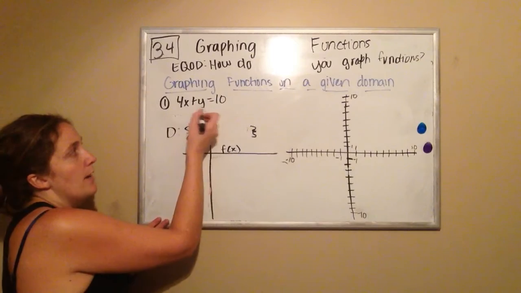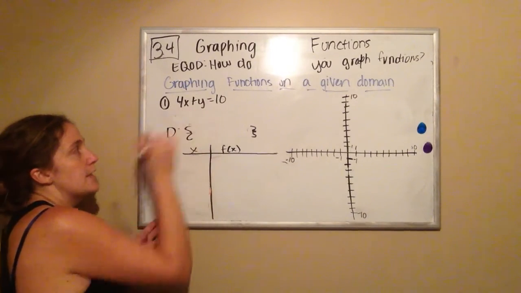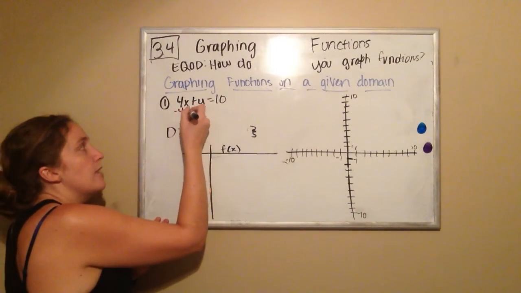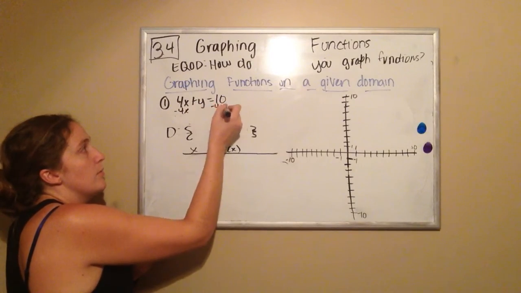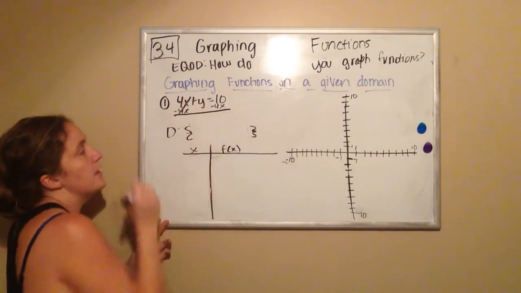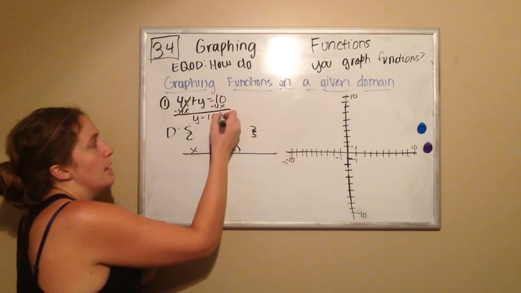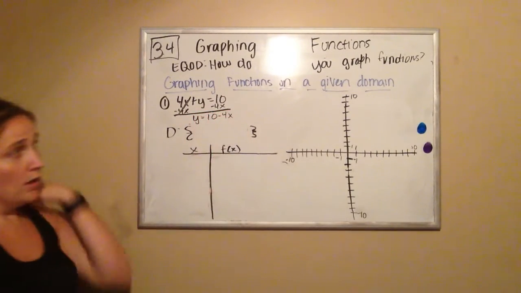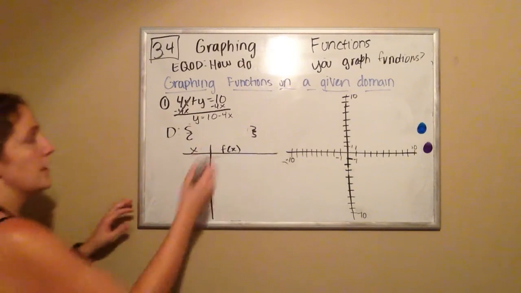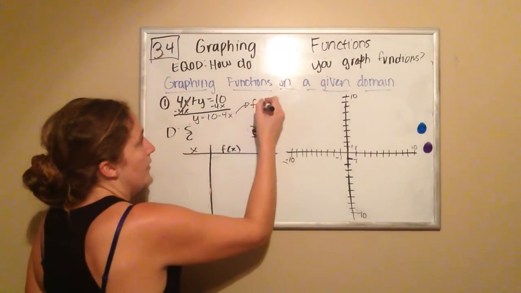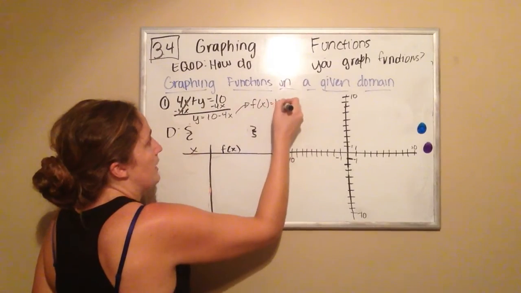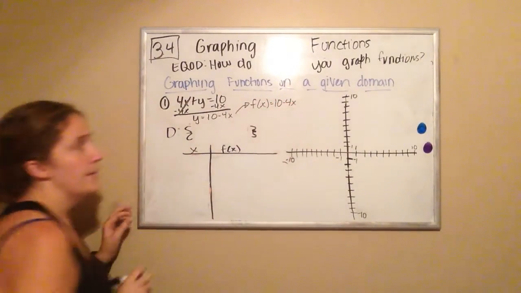So it's in y equals mx plus b. Alright, so if we want y to be by itself, we want the 4x to move. So we're going to subtract 4x from both sides. 4x minus 4x is 0. So we have y is equal to 10 minus 4x. Or if we use our function notation, we're going to get f of x is equal to 10 minus 4x.